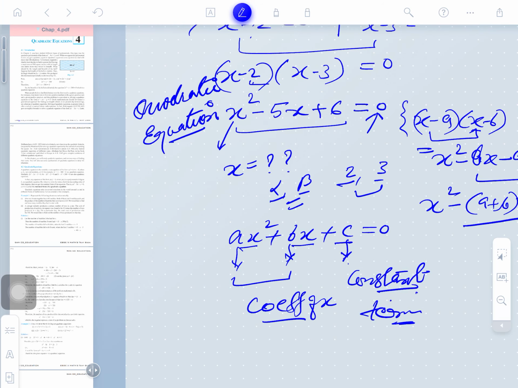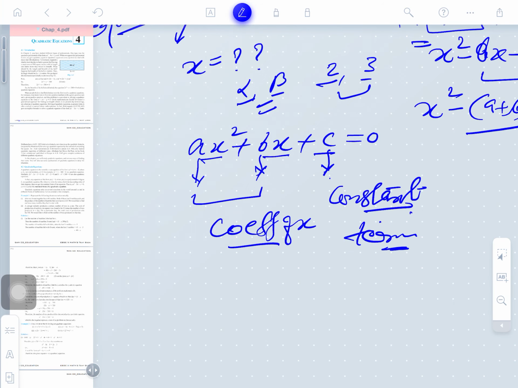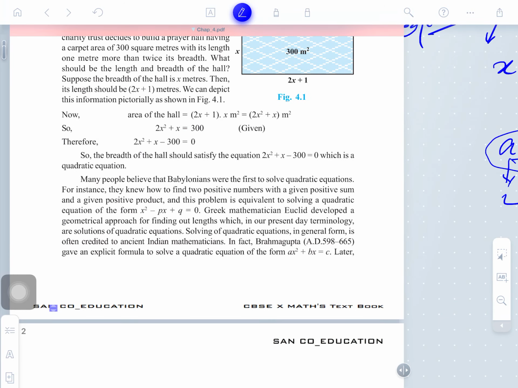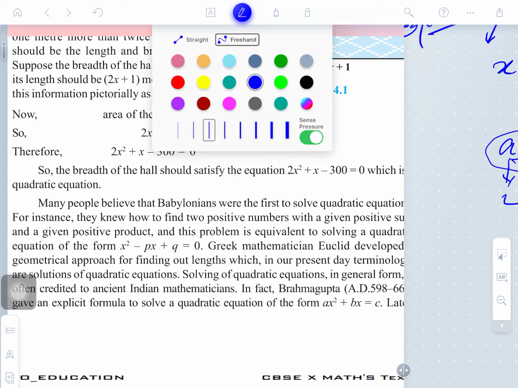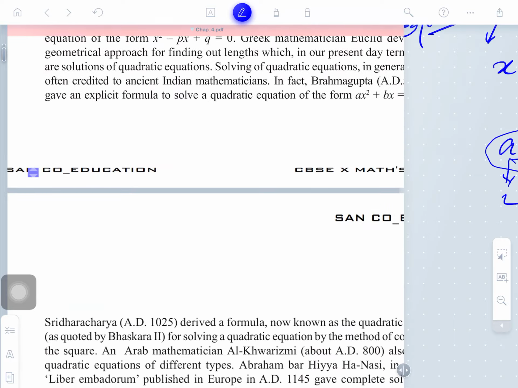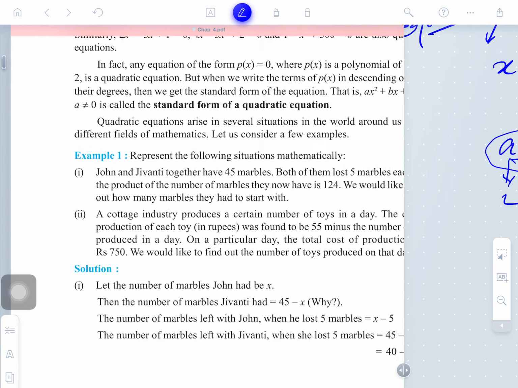ax square plus bx plus c. This is the standard. So our study will be confined to only this typical expression. Right, now this is called a quadratic equation. Finally we are starting this, right? So tell me please, guys, is this a quadratic equation? Yeah, it is. Why? Because the degree here is 2, right? Is this a quadratic? Yes, this is a quadratic. You may see here a quadratic equation.